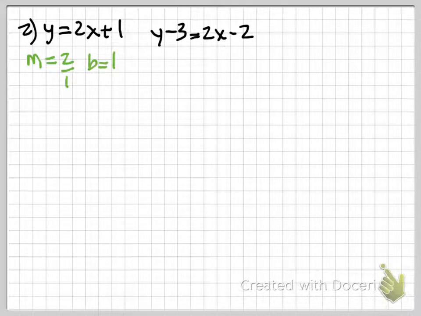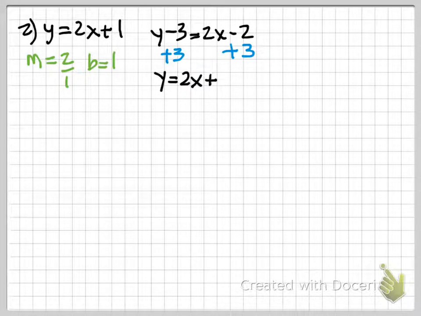The second one isn't in slope-intercept form, so we're going to have to take care of that first. So to do that, we're going to keep y alone by adding 3 to both sides. And when I do that, I get y equals 2x plus 1. So what I get here is a slope of 2, which I'm going to write as 2 over 1, and a y-intercept of 1.